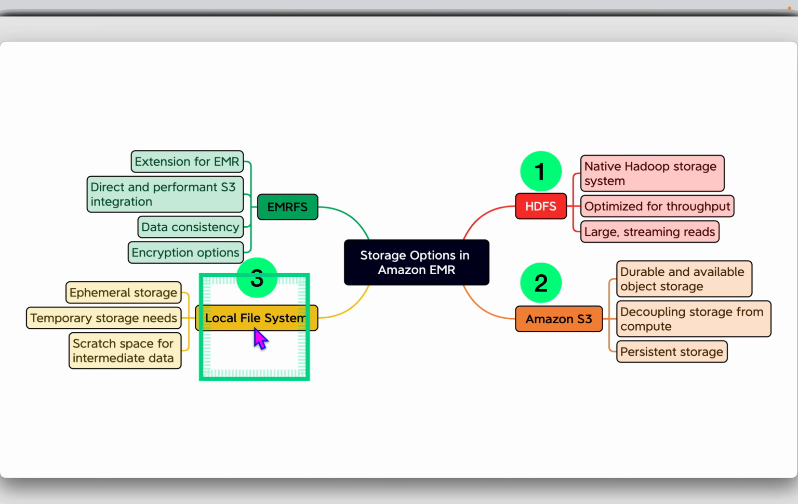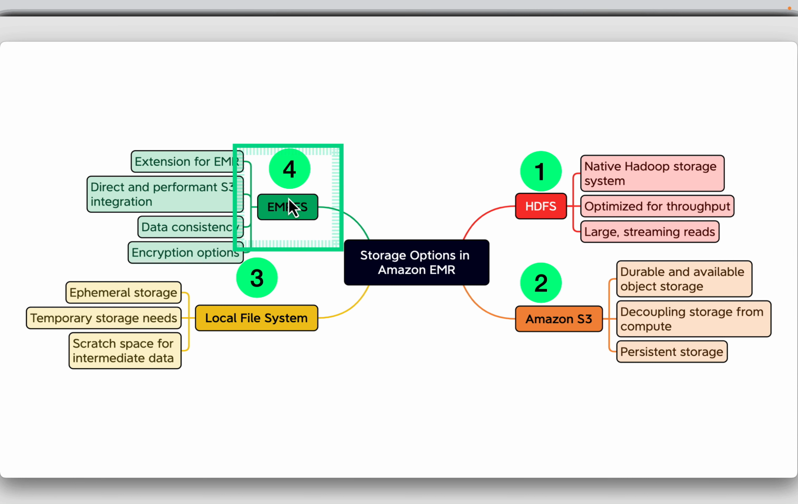Third is local file system. Local storage is ephemeral and exists only for the duration of the cluster. This is suitable for temporary storage needs or for use as a scratch space for intermediate data. Finally, EMRFS, which is Amazon EMR file system. EMRFS is an extension for EMR that allows direct and performant integration with S3. It allows for features like data consistency and S3 server-side and client-side encryption.